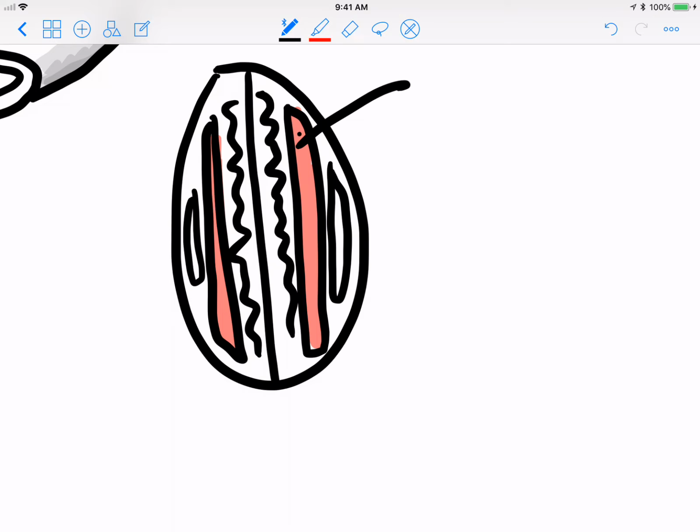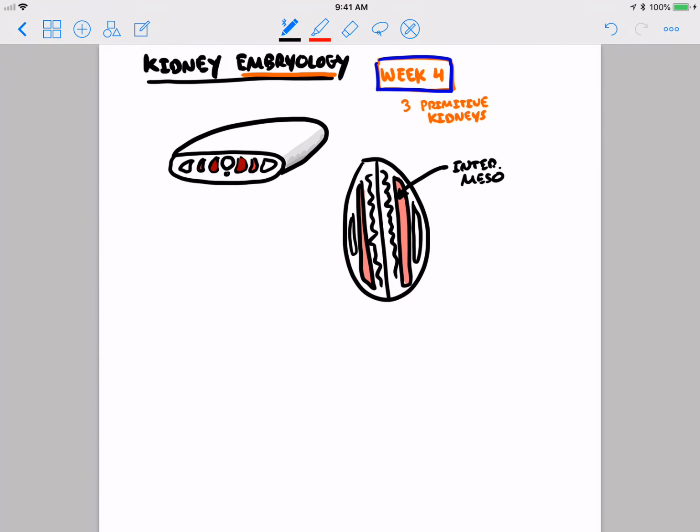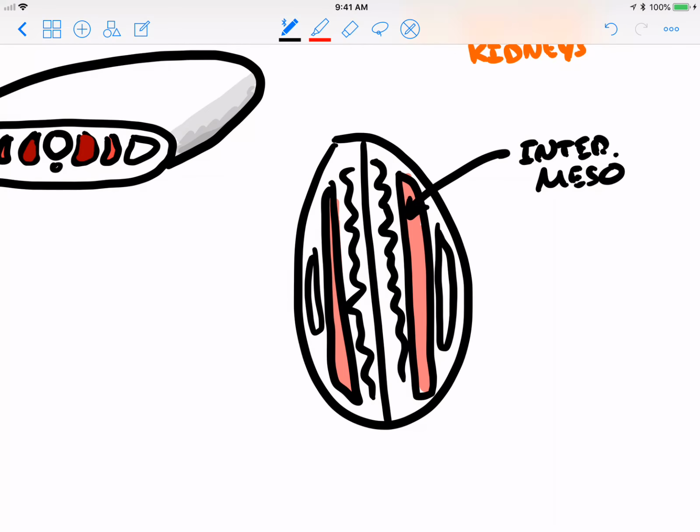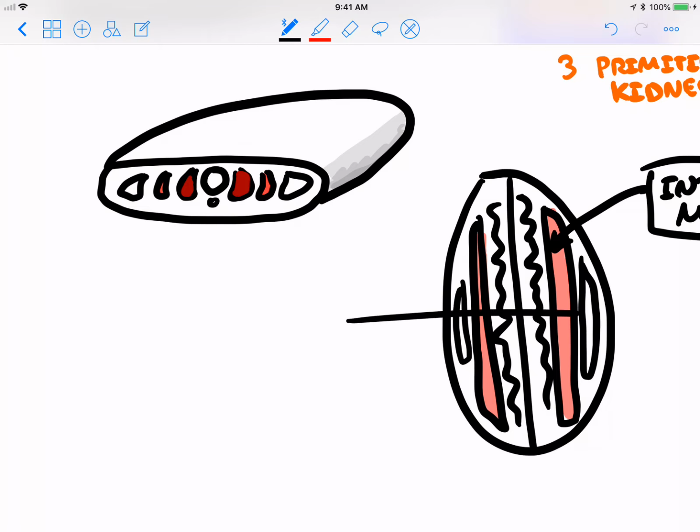Now, why is this intermediate mesoderm so important? Well, the intermediate mesoderm is super important because that is what is developing into the pronephros, into the metanephros, and intermediately to the mesonephros. So just remember, the intermediate mesoderm is what ultimately forms the kidneys. Now, this is kind of a slice through this, like this way, right here, if we were to look at it like that.